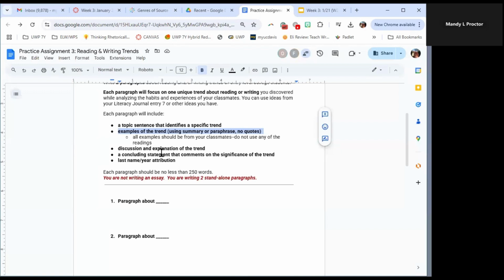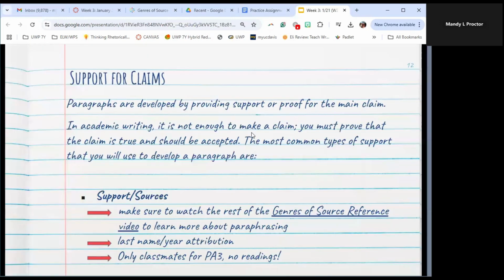One of the things that we'll talk about more and more over the course of the quarter is that academic writing does not rely on quotes as much as maybe we think it does. And we'll talk more about why that is. But the most common types of source reference are summary and paraphrase. So I want you to summarize and paraphrase what your classmates are saying to help you support a point about a trend. I also want you to use the last name year attribution, right?